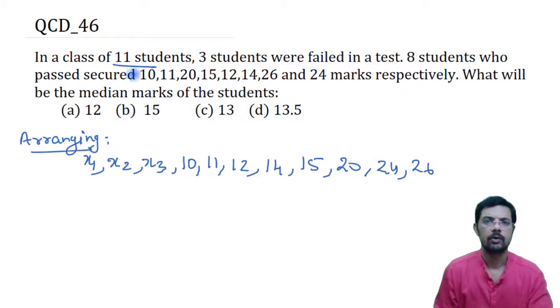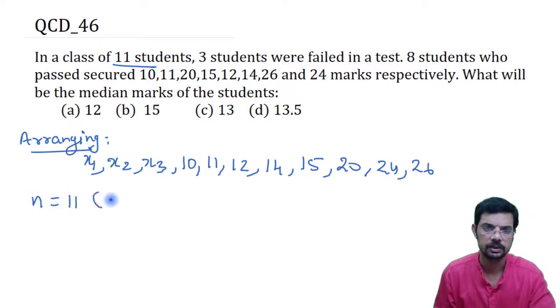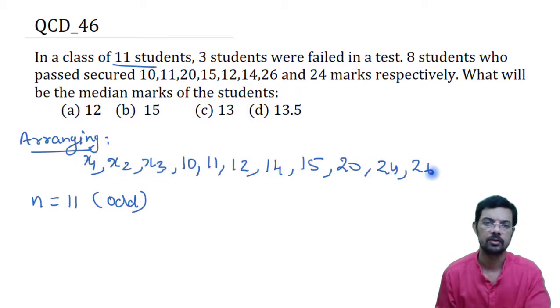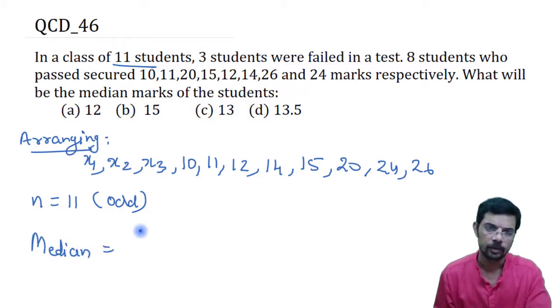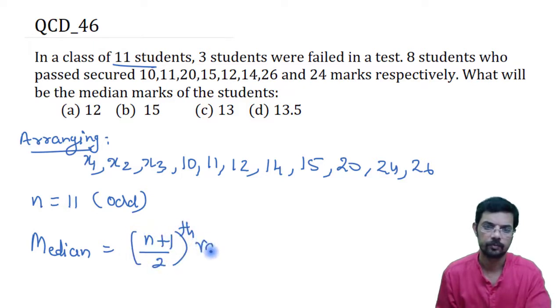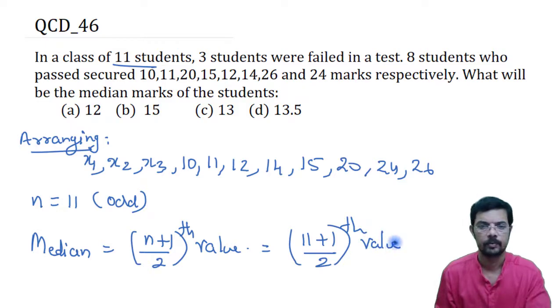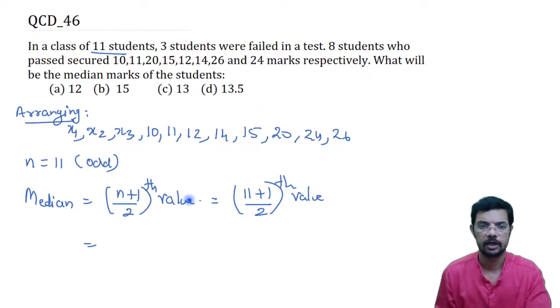Now the median is the centrally located value. There are 11 students, N is equal to 11, which is odd. So it is the centrally located value. Median is equal to the (n plus 1) by 2th value. N is equal to 11, so 11 plus 1 divided by 2, which is 12 divided by 2, that is equal to the 6th value.